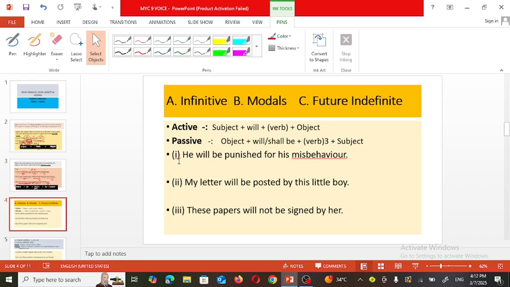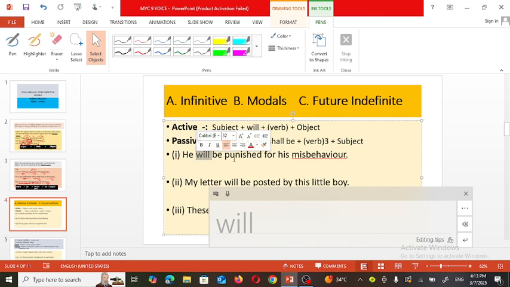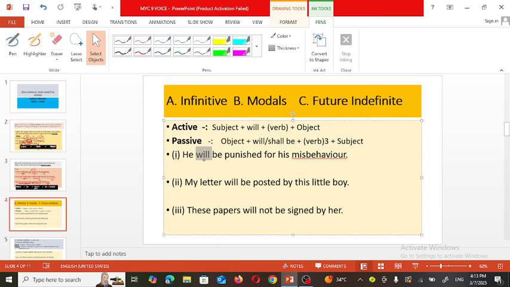Now see here the sentence which is in the simple future tense. He will be punished for his misbehavior. By whom is not given, so it is understood: by the teacher or by someone. So on whom is the action of giving punishment done? He. So here the object is given first.